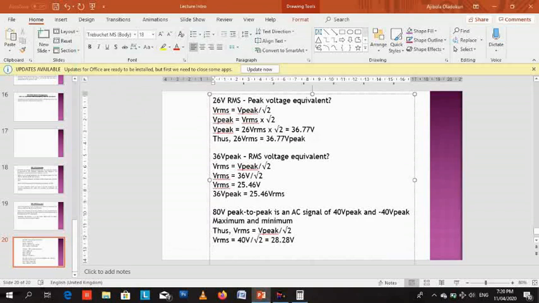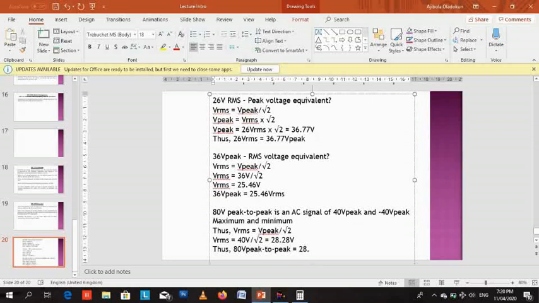So the RMS voltage for an 80 volt peak to peak signal is 28.28 volts, which we derived by first of all obtaining the V peak from the V peak to peak. We divide the peak to peak voltage by 2 to get the V peak, and then we divide the V peak by root 2 to get the VRMS.